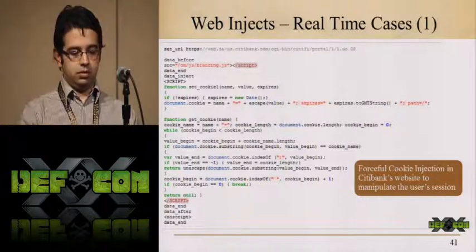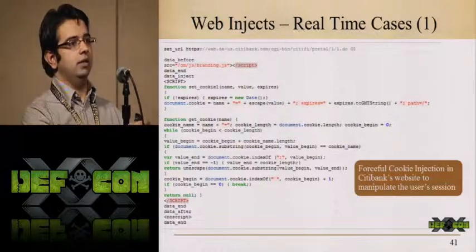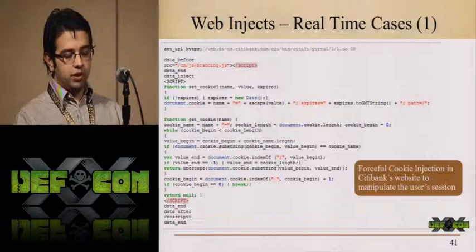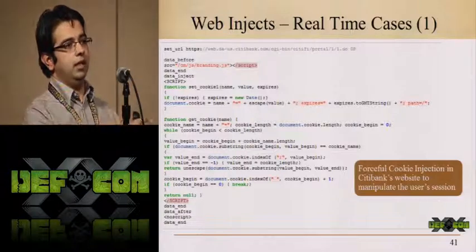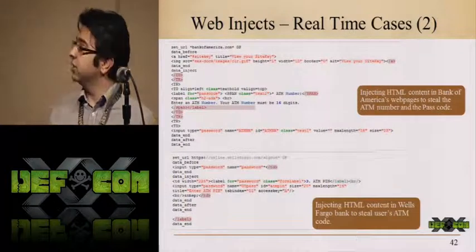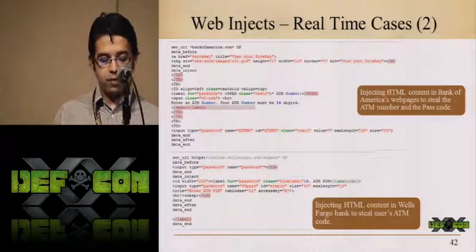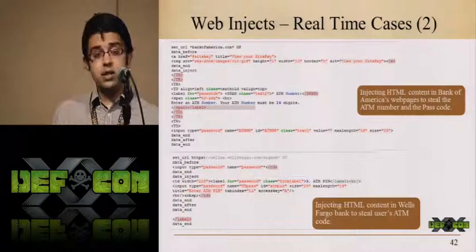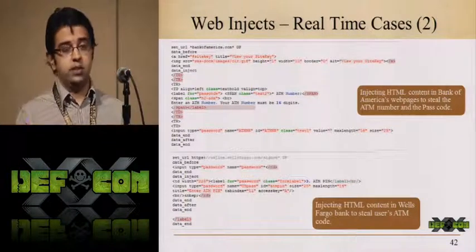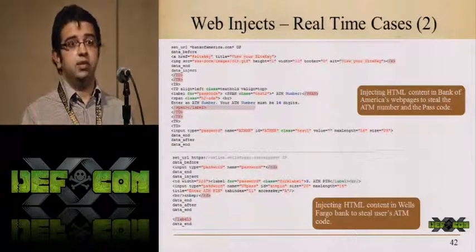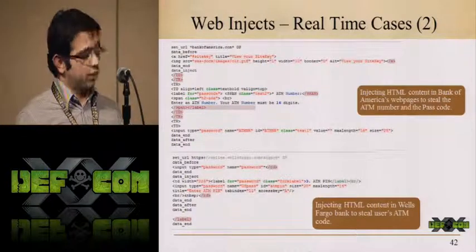So this payload actually looks inline to the user. I mean, the user is not going to look at the JavaScript code, but this will get executed inline when a user accesses a Citibank website. Let's take another example. This one is for bankofamerica.com, again for all GET and POST requests. So in this particular web inject, the bot actually injects an ATM input type to extract the ATM numbers. And again, it works inline.